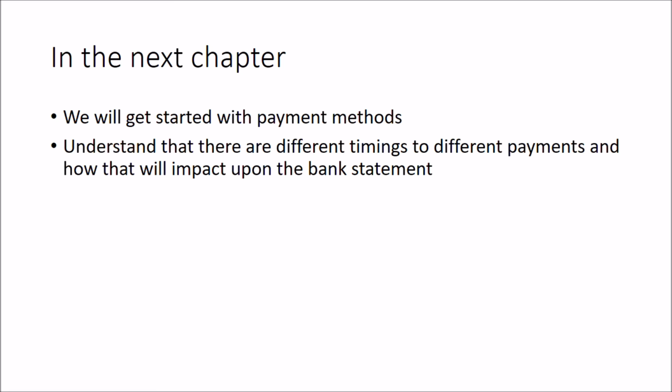In the next chapter, we're going to start with payment methods. Payment methods is just going to help us to understand the different timings of payments, so that we might make a payment or put an entry in the cash book, but it might not hit the bank statement for some time because of the way in which it goes through the banking system. We're going to work out how that's going to impact on the bank statement, and then that is going to set up our position to be able to do a bank reconciliation.